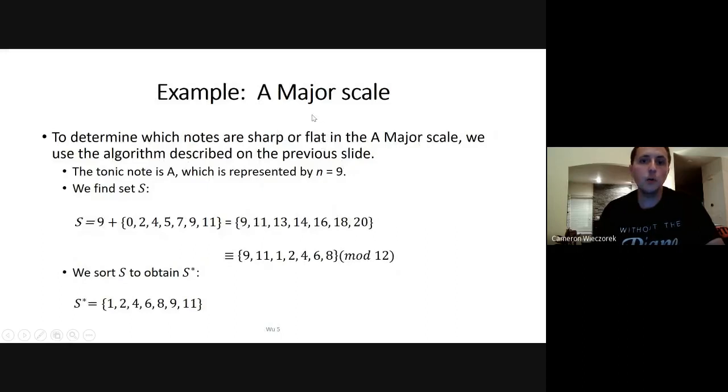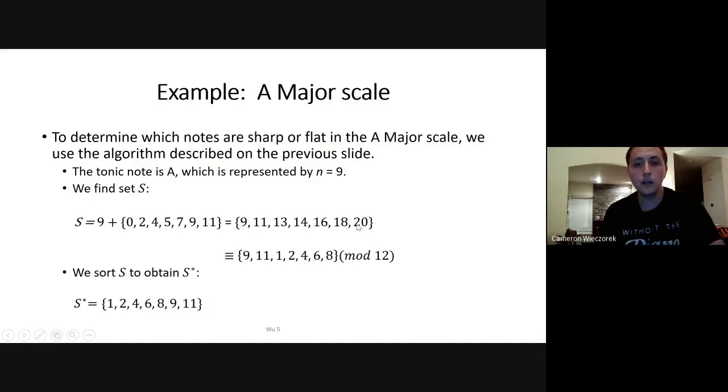Let's say we wanted to know what the A major scale is, or what notes are sharp or flat in the A major scale. According to the algorithm, the first thing we're going to do is identify the tonic note, which is A. And according to our 0 through 11 representation, A would be the 9th note in that octave. So n equals 9 would be my tonic note. What I'm going to do next is add that C major scale, 0, 2, 4, 5, 7, 9, 11, to the tonic note. So every single one of these integers, I'm going to add 9 to.